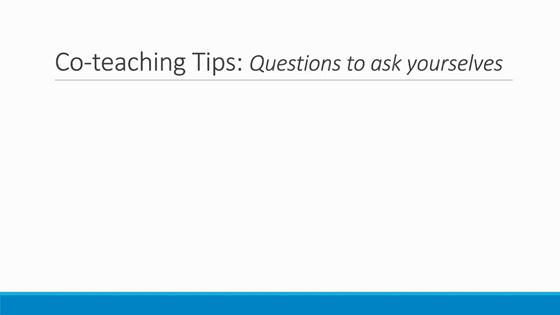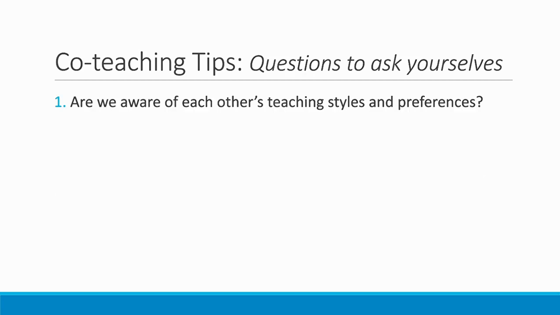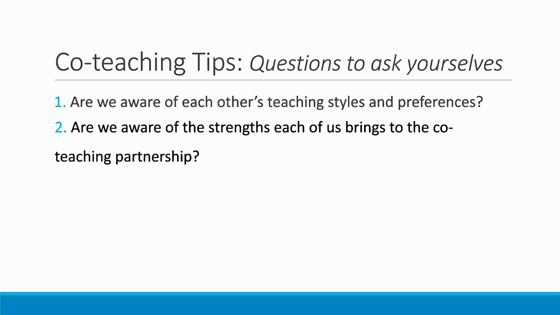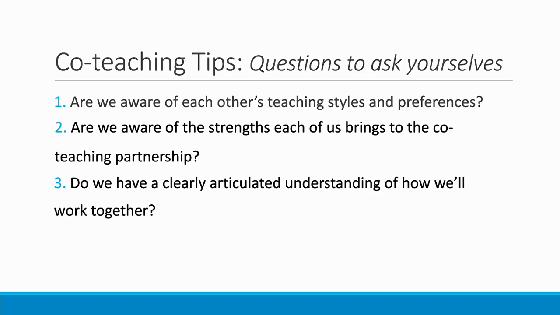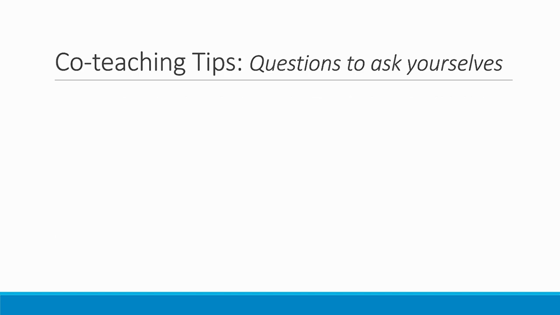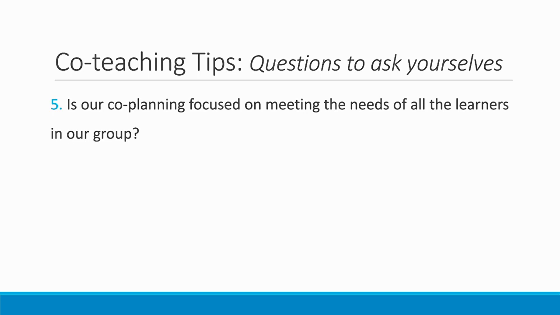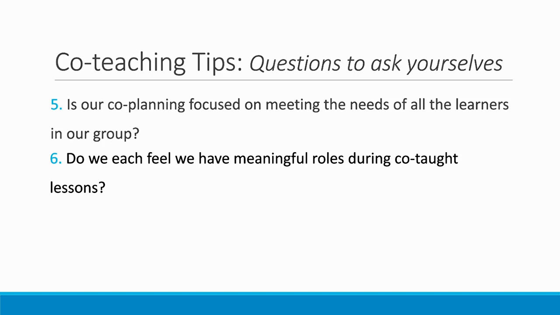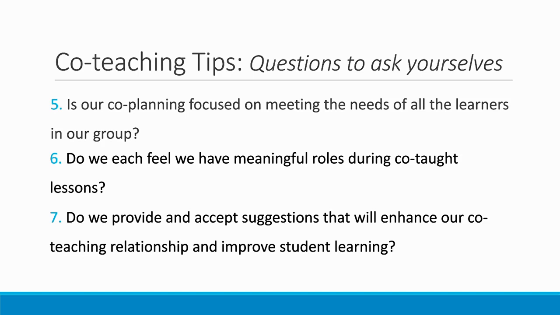Now, here are some questions that you can ask yourselves based on these tips. First, are we aware of each other's teaching styles and preferences? Are we aware of the strengths each of us brings to the co-teaching partnership? Do we have a clearly articulated understanding of how we'll work together? Do we meet regularly to co-plan our lessons? Is our co-planning focused on meeting the needs of all the learners in our group? Do we each feel we have meaningful roles during co-taught lessons? And do we provide and accept suggestions that will enhance our co-teaching relationship and improve student learning?